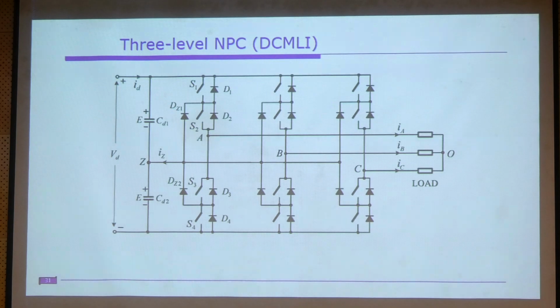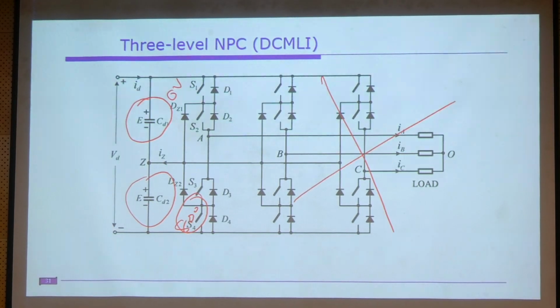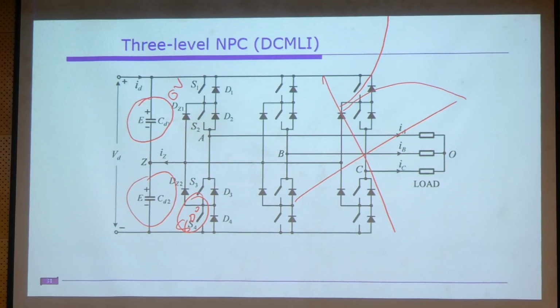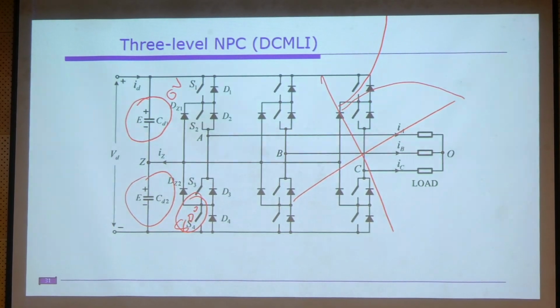If you leave it open, at some point of time one capacitor may become 0 volts and the other capacitor will be the full 800 volts. So one capacitor will go up like this and the other capacitor will go down like this. Understood? There are several techniques for this.